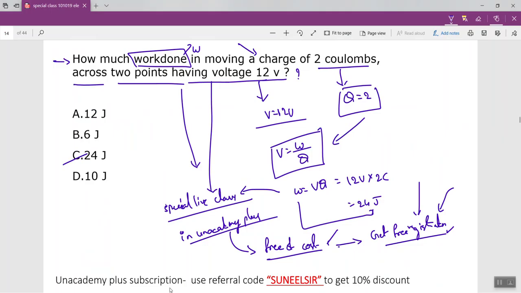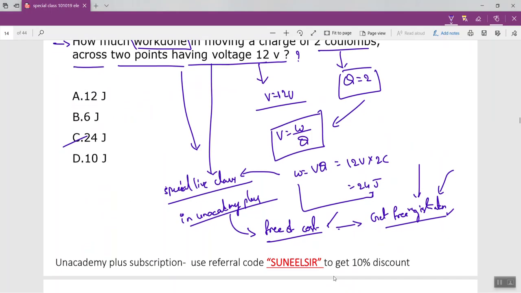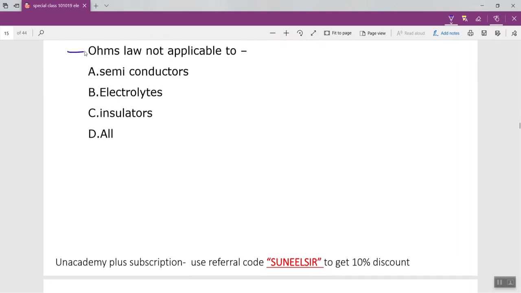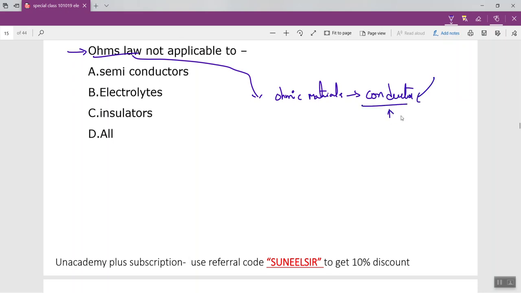Yeah. Now we are coming to the class. The next question will be, Ohm's law is not applicable to dash. Here, Ohm's law is mainly applicable to ohmic materials. Ohmic materials are nothing but conductors. That means this Ohm's law is mainly applicable to conductors. It is not applicable to semiconductors, electrolytes, and insulators.